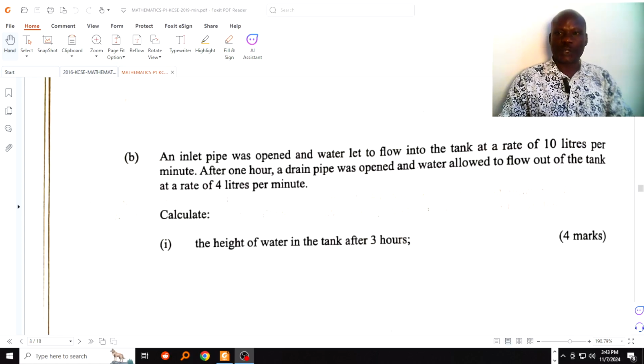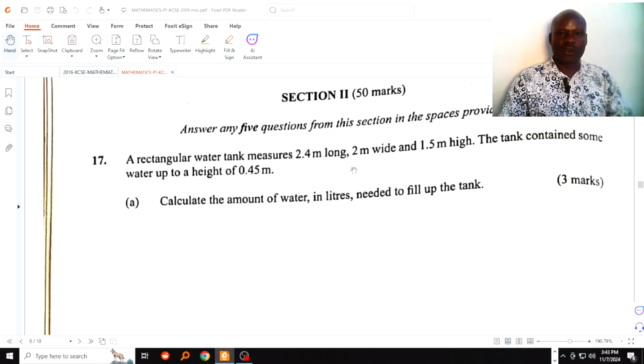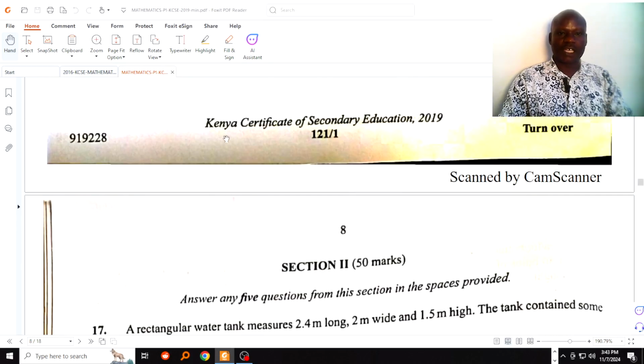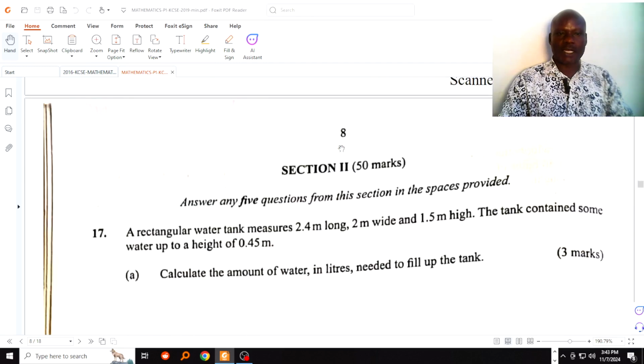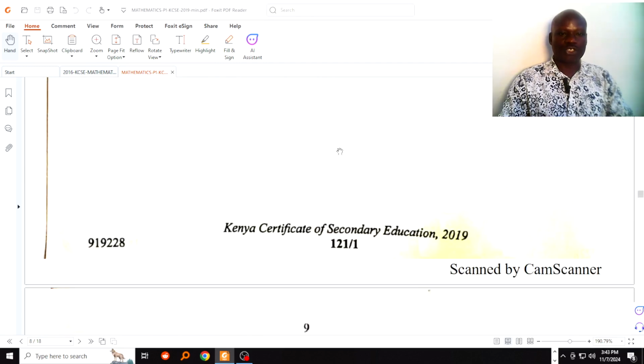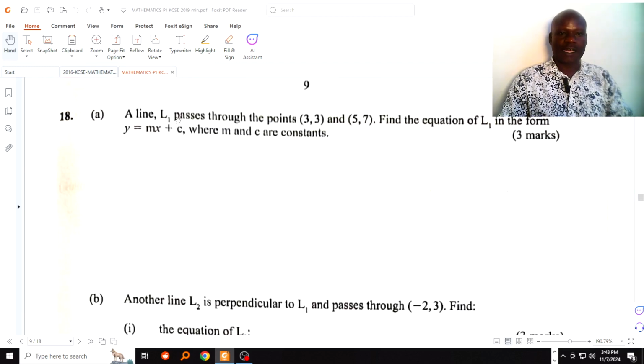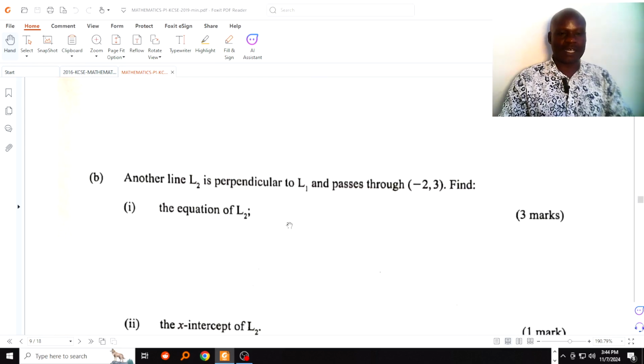So we consider question 18 of Kenya Certificate of Secondary Education 2019, that is paper 1. Question 18 reads: a line L1 passes through the points (3, 3) and (5, 7). Find the equation of L1 in the form y = mx + c, where m and c are constants. That's 3 marks.